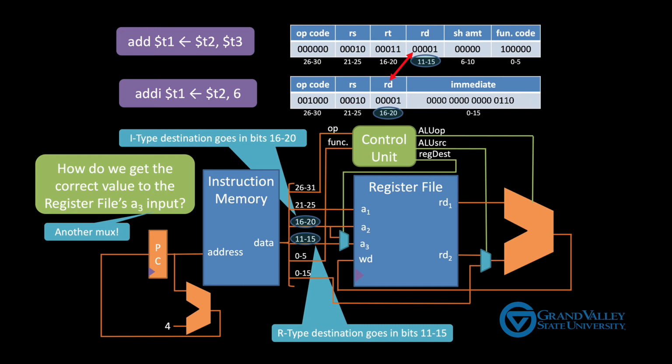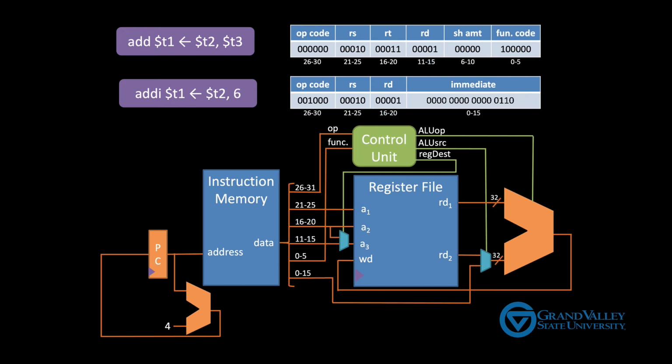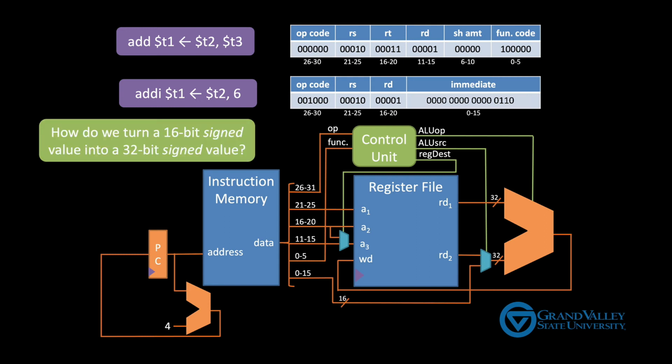The last change is a bit subtle. Remember that we're building a 32-bit CPU. That means that the ALU's inputs are each 32 bits. But the immediate value is only 16 bits. So, how can we turn a 16-bit value into a 32-bit value? And because these are signed values, it's not as simple as adding a bunch of leading zeros.